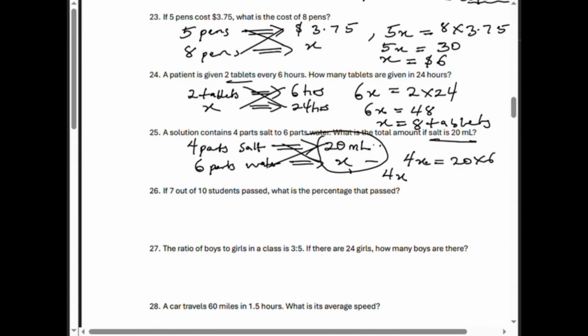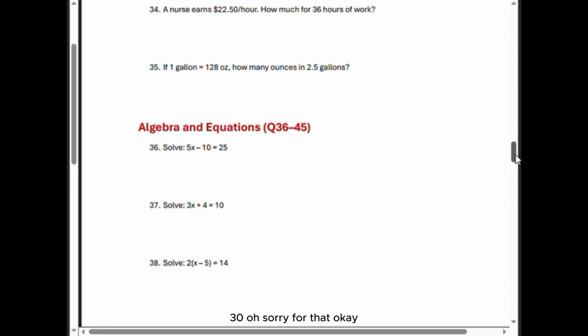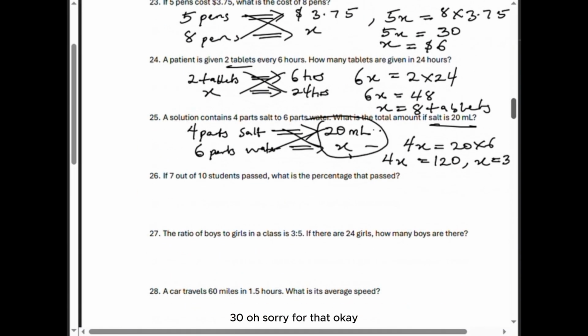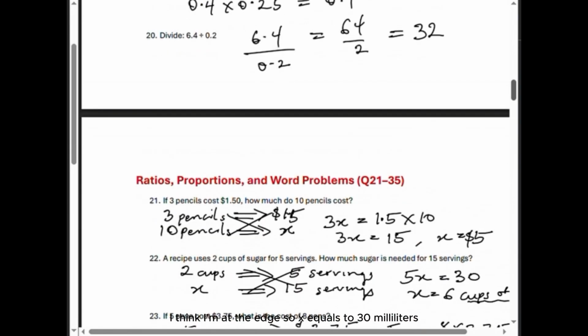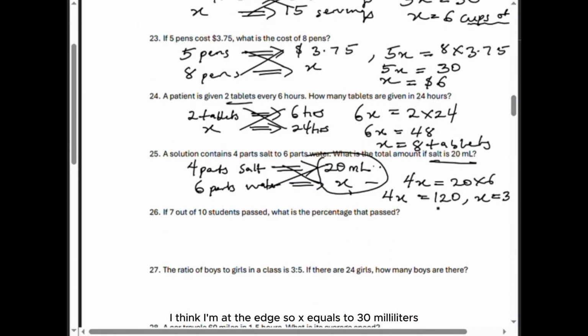4x equals what? 120. X equals what? 30. Oh, sorry for that. Okay. Oh, sorry. I think I'm at the edge. So X equals to 30 milliliters.